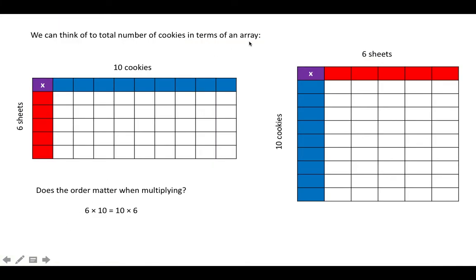Another way of thinking about it is looking at each of the ladies' cookies in terms of an array. 6 sheets times 10 cookies gives us an array that looks like this, where sheets are rows and cookies are columns. But when we multiply 10 by 6, we get a different looking array. Although the arrays look different, they have the same total, 60 cookies. So does order matter when multiplying? No. We got 60 either way.